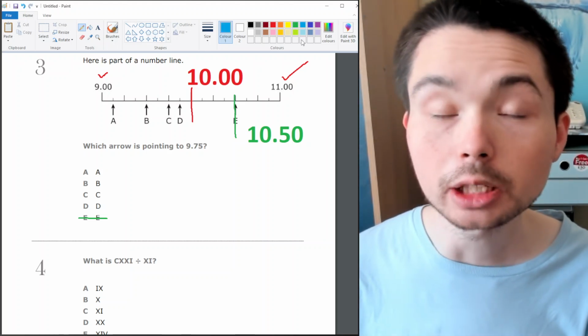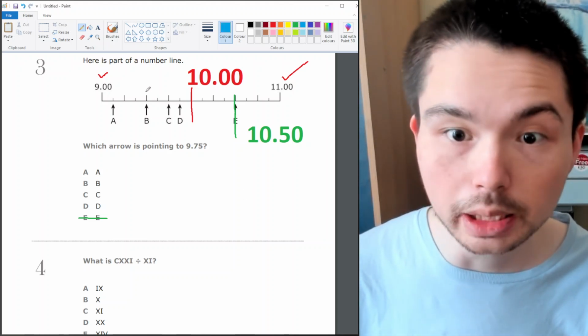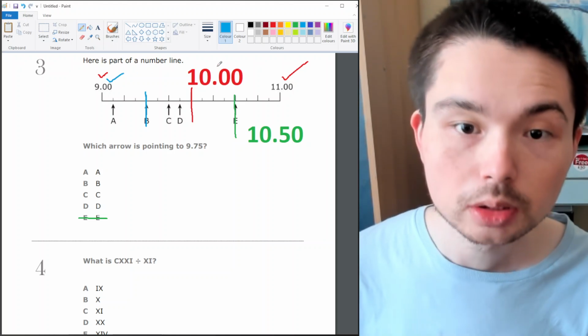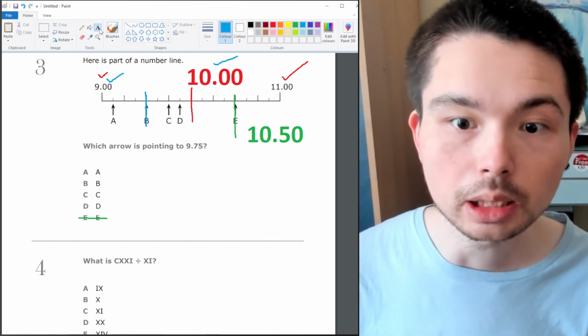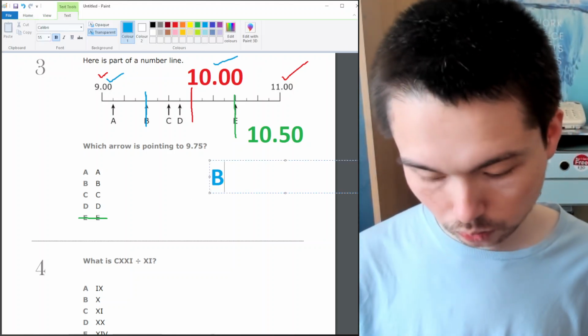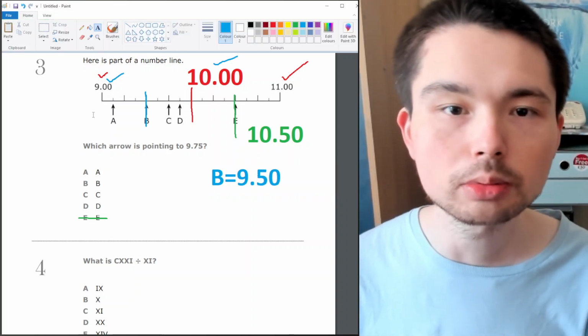Halfway. So that's my tip with number lines. Always go halfway. Here, B. Between halfway between £9 and £10 is £9.50. Put it out.